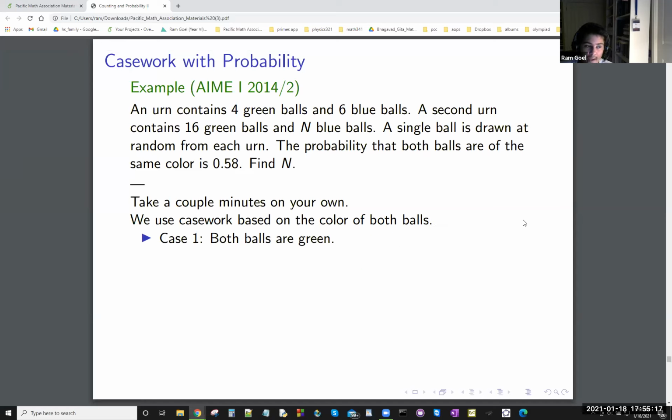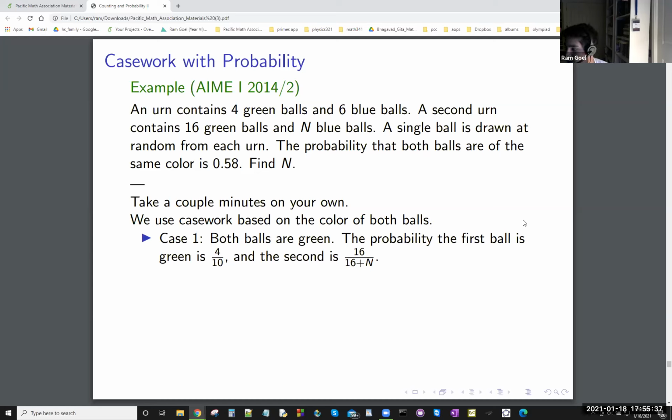And the probability the second one is green is 16/(16 plus n), because the second urn has 16 green and a total of 16 plus n. All that matters is there's a total of 16 plus n, and there's 16. So you can think about it like, let's say I have one red ball in a group of a total of 10 balls. Then the probability that I draw the red ball is 1/10. So 16/(16 plus n). And since we want both balls to be green, we need to multiply these probabilities.